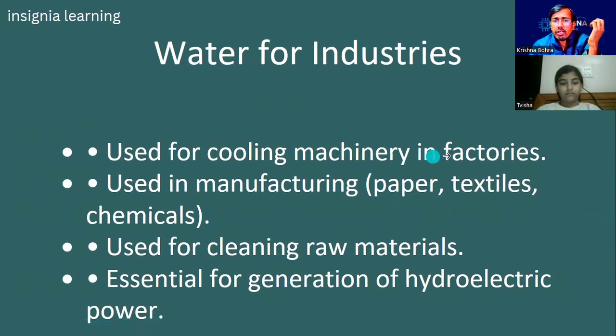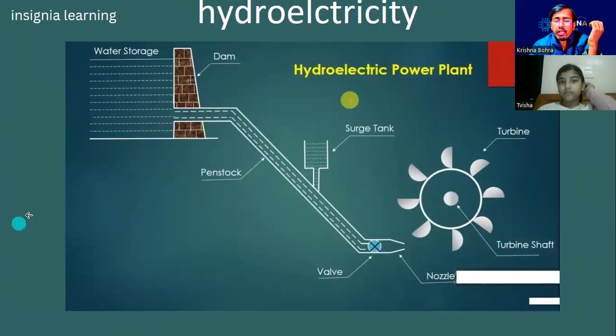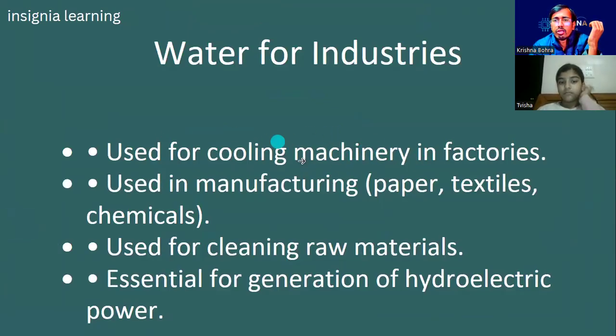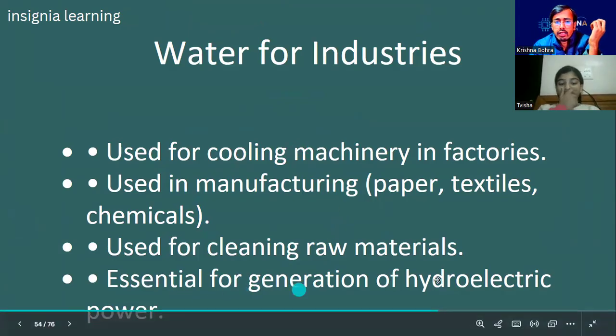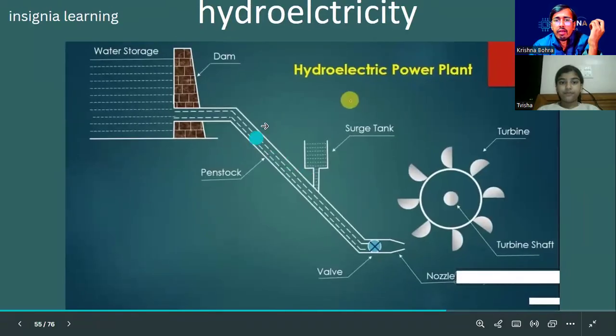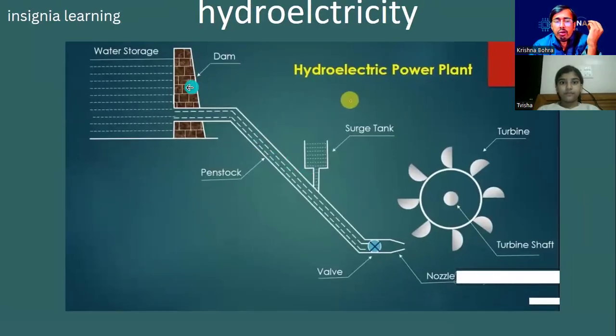Water for industries, they primarily use it for cooling machinery. And in today's scenario, water is used for cooling data centers. It is essential for the generation of hydroelectric power, we have discussed. So what is hydroelectricity, how is it generated?